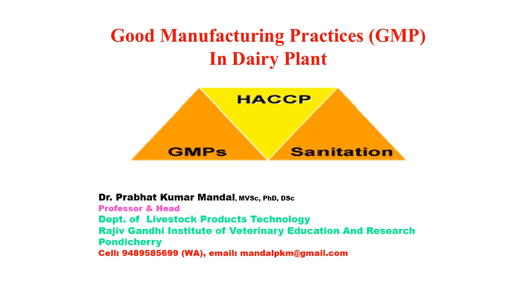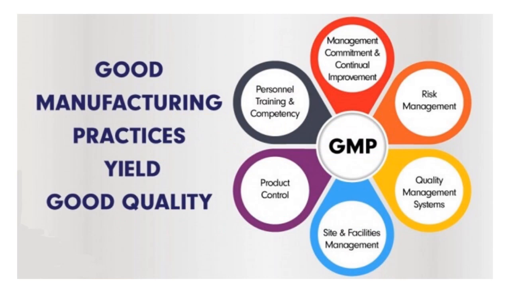So separately we are going to discuss about HACCP. Cleaning and sanitation we have already discussed. So today we will discuss only about GMP. What is GMP? What are the components? What are the principles? And how to implement it. Good manufacturing practices yield good quality.